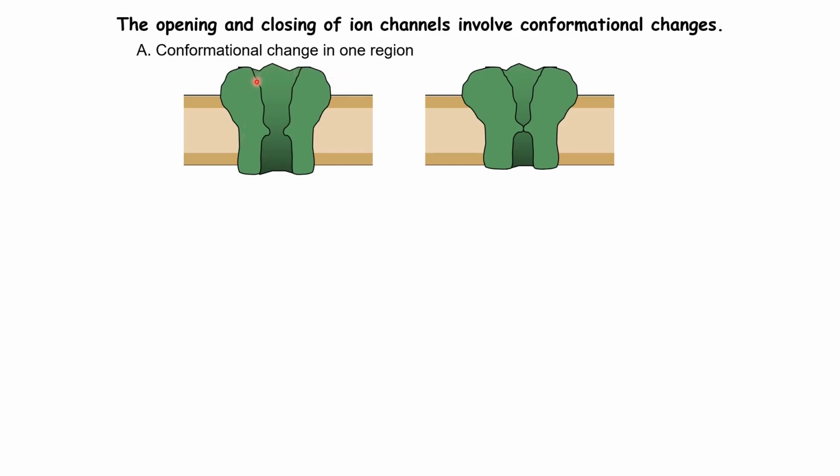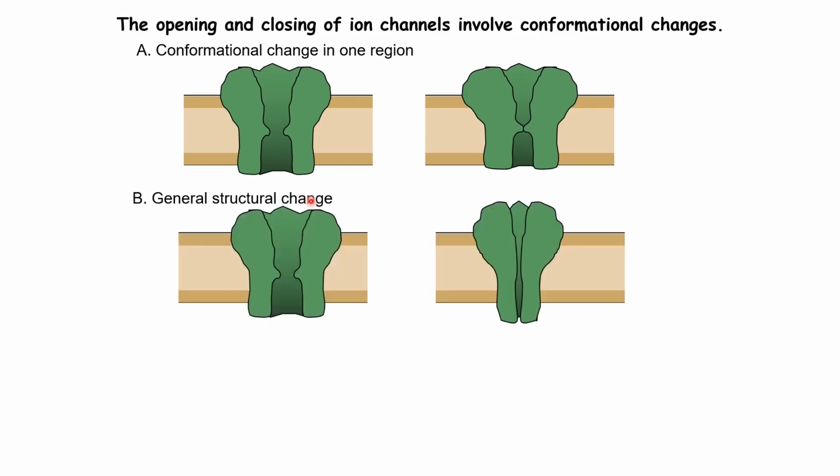So let's say this is an ion channel and there is this narrow region here, and if this narrow region becomes even narrower, then the pore may be blocked. So this may be the closed state of the ion channel and this may be the open state of the ion channel. The second type of mechanisms may involve a global change in the protein structure. So this is the open ion channel, and if the whole protein folds more compactly and the whole pore becomes narrow, so the ions cannot pass through. So this may be a closed state.